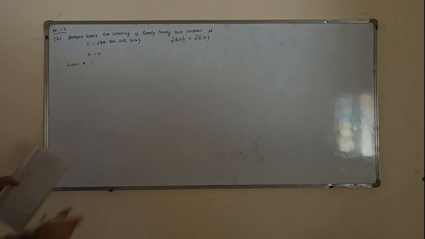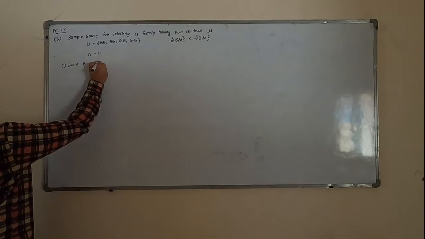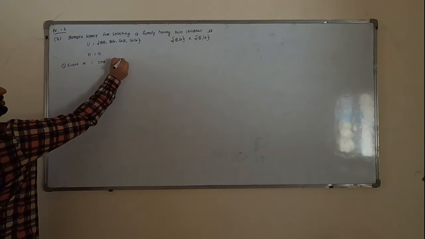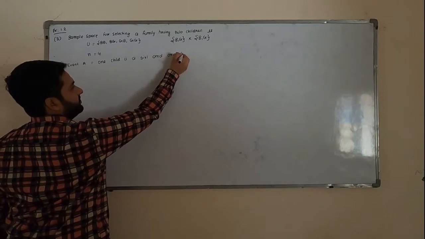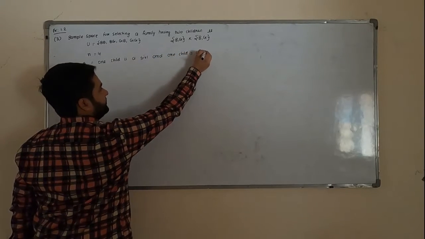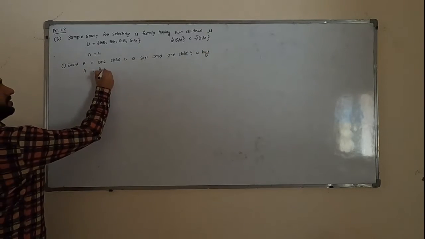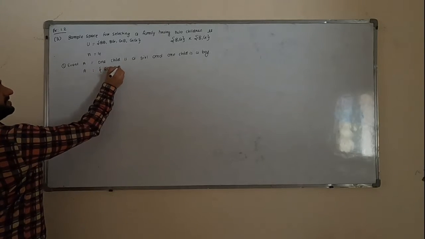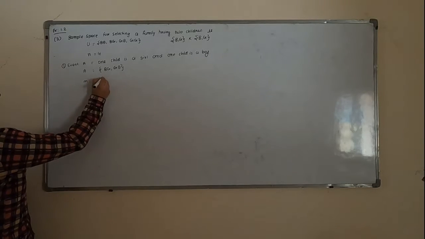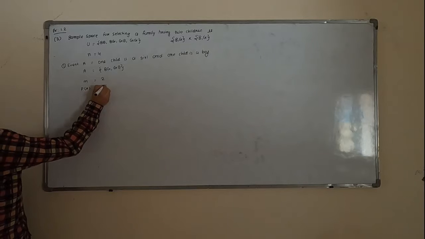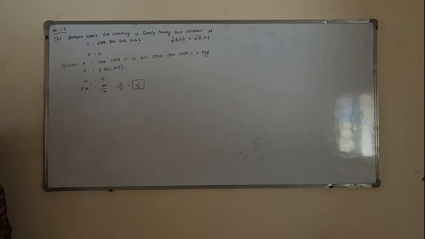Now, number 1, we are finding event A, which is one child is a girl and one child is a boy. Elements of set A: one is a girl, one is a boy, so BG and GB. So here favorable outcomes are 2. Probability of event A is m by n, 2 by 4, which is 1 by 2.